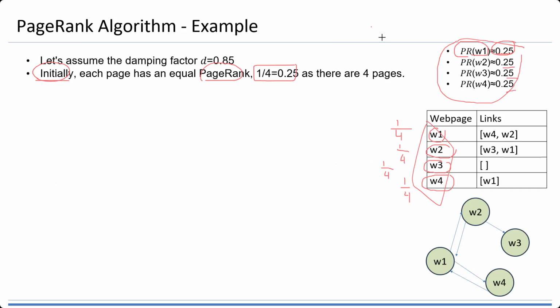If you have 5 pages, then each page will be 0.2, 0.2, 0.2, and so on. If you have 10 pages, then each page will be 0.1, 0.1, 0.1, and so on. Because we have 4 pages, the page rank initially will be 0.25.